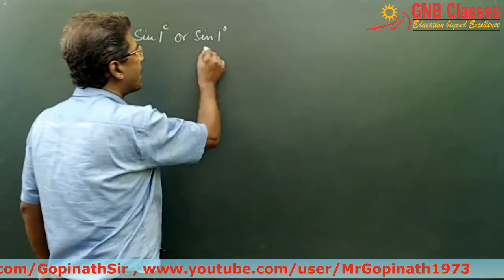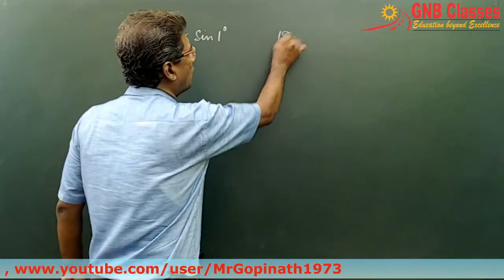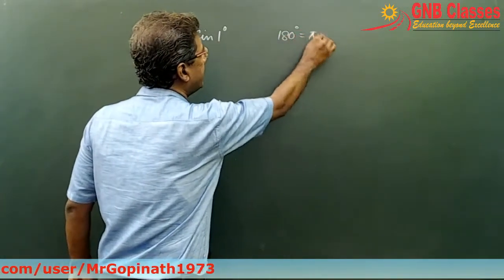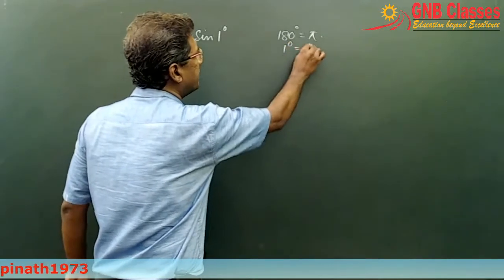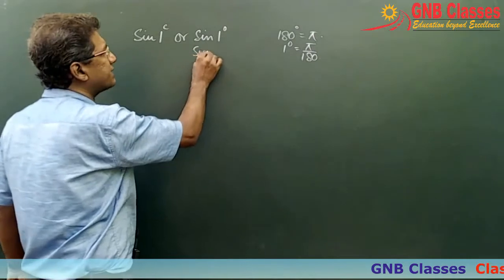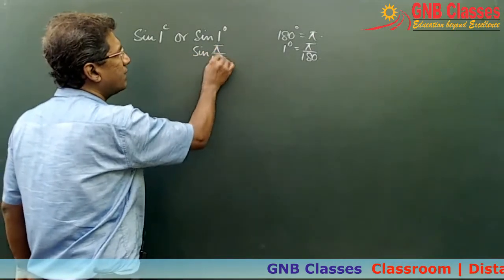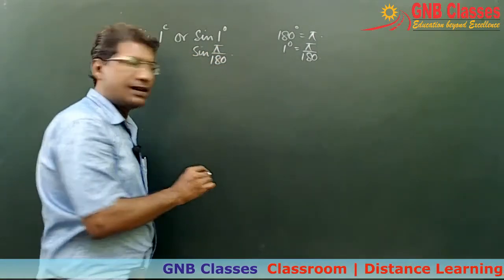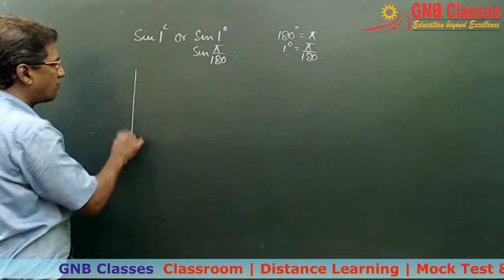Now sine 1 degree, as we all know that 180 degree is pi radian, therefore 1 degree is nothing but pi by 180 radian, right? So sine 1 degree is nothing but sine pi by 180. Is it clear? Now let me draw the graph of sine x.